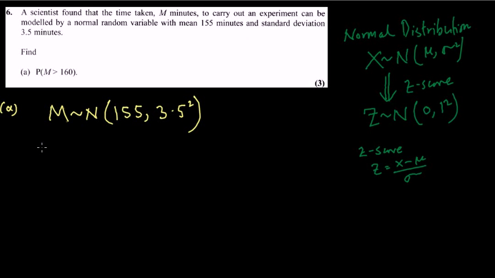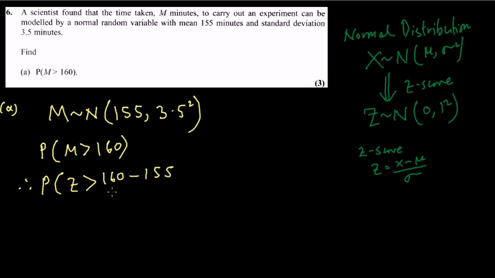So the question is, probability of m is greater than 160. That's what we have to find. So the first step for normal distribution is to convert into z-score. So z is greater than x minus mu divided by sigma. X is 160, mean is 155, divided by sigma is 3.5. So let's calculate. So probability of z is greater than, let's bring out the calculator.